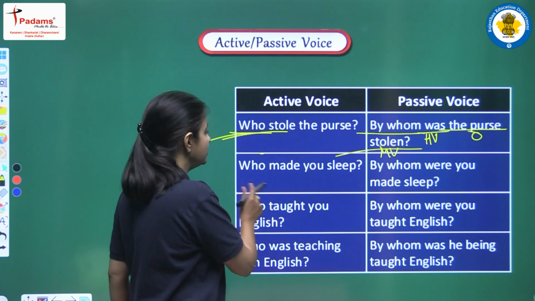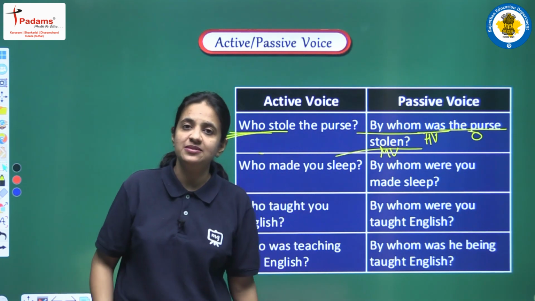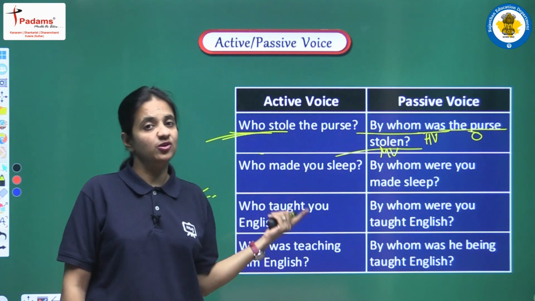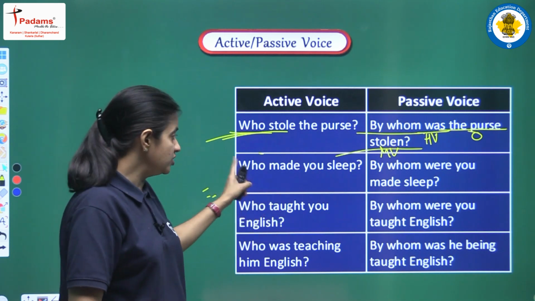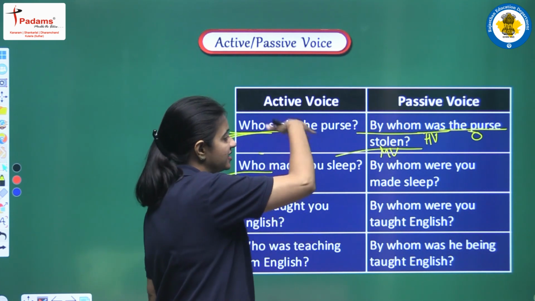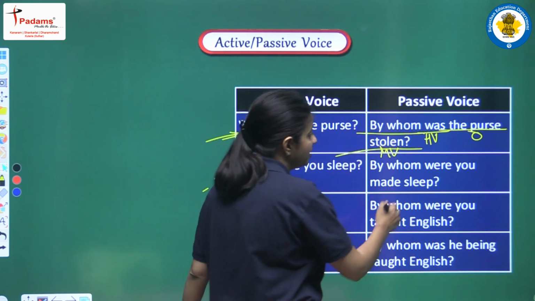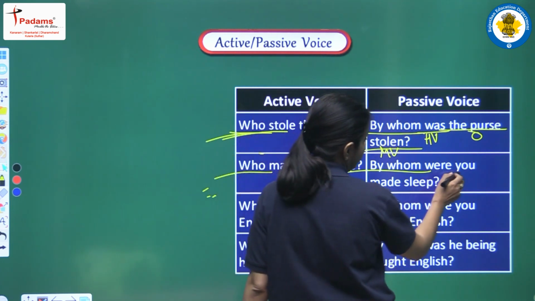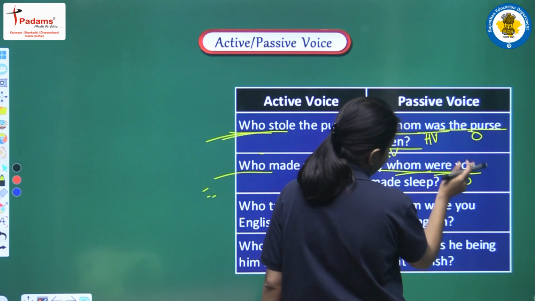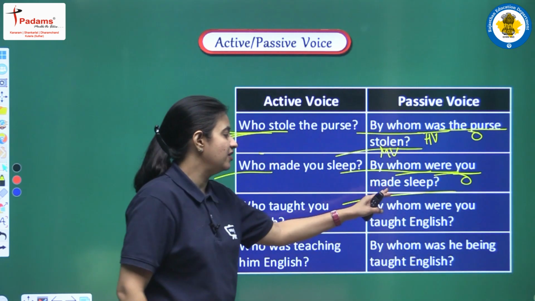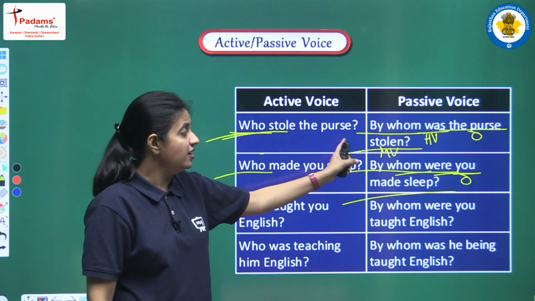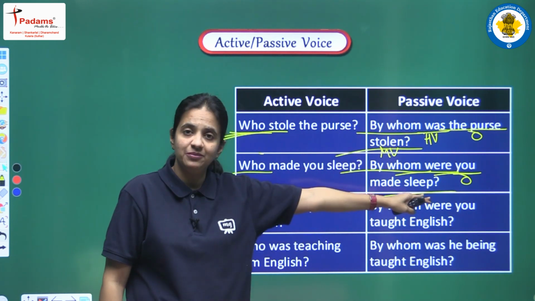Next is "who made you sleep". So suppose I am saying that my mother made me sleep. This is the reason the subject is not there in the question, because the subject will be in the answer. So there is no subject, and because we are having "who" in the beginning of the sentence, when we are converting this active voice into passive voice, "who" will be converted into "by whom". After that, "were". Why "were"? Because we are having "you" here as an object, so here we will use "were", and then we will write the third form of the main verb, which will be "made". So yes, the passive voice will be "by whom were you made sleep".